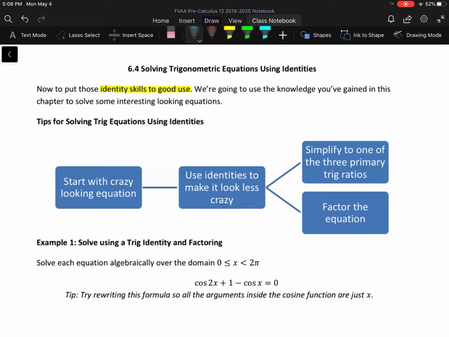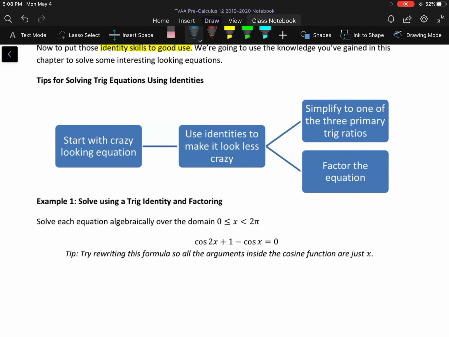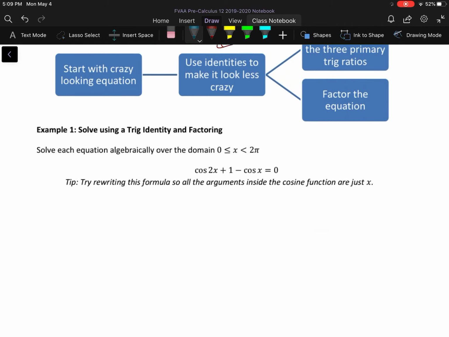So let's get started with a little flow chart to help us know the direction to take with these equations. We're first going to be given some kind of crazy looking equation, and we're going to use identities to make it look a little less crazy. At that point we're going to simplify to one of the three primary trig ratios and we're going to factor the equation. All right, so let's just jump in.